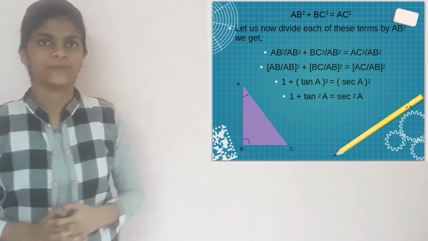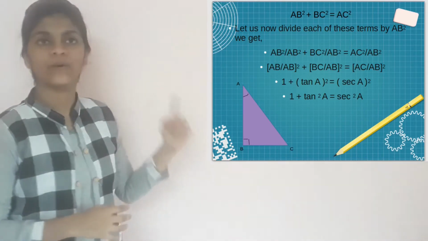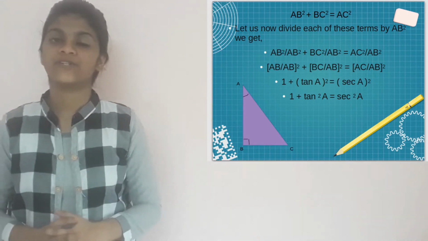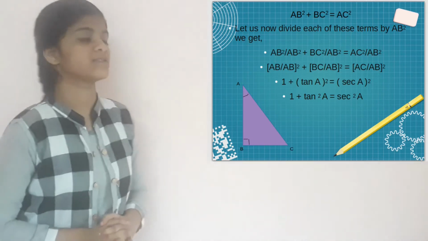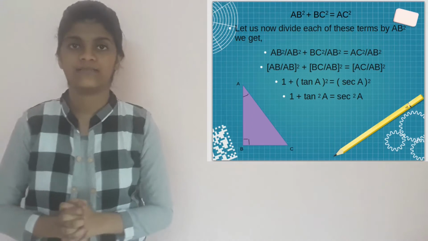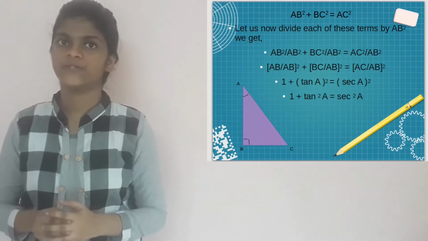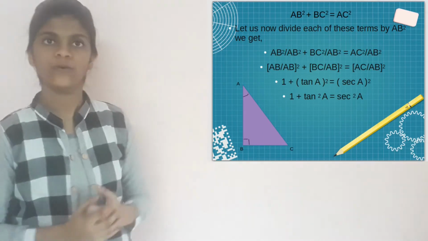AB by AB the whole square: here we have the same value both in numerator and the denominator, so it changes to 1 square or 1. Now for angle A, here again we are considering the trigonometric ratios for angle A. For angle A, BC by AB means the side opposite to angle A by the side adjacent to it. And you know, opposite side by adjacent side is equal to tan A. So BC by AB the whole square changes to tan A the whole square.